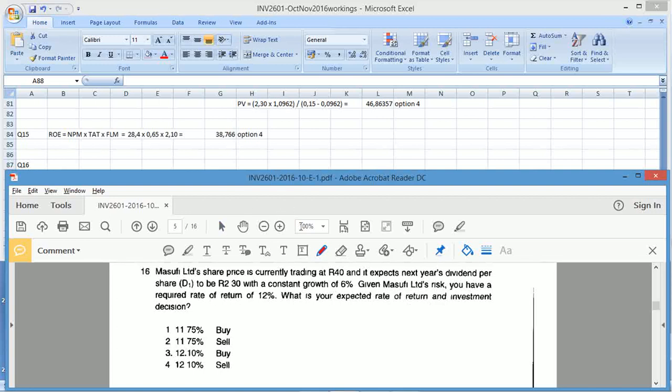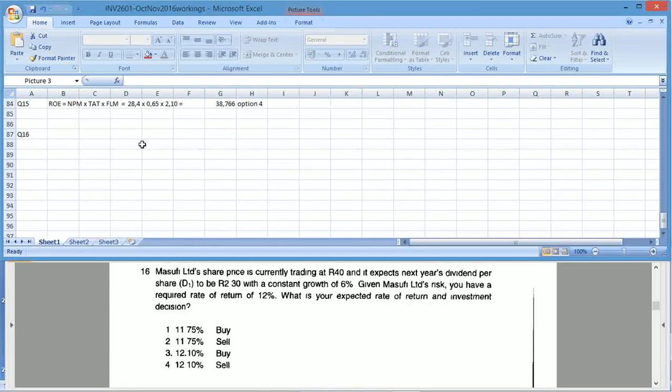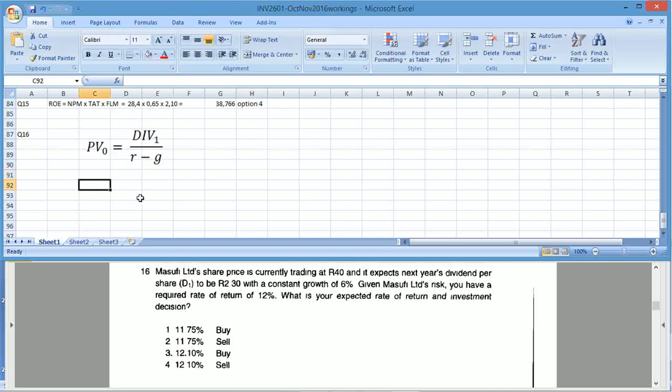Okay, so you're working backwards here. You're doing Gordon growth, but you're working out the rate. In terms of my variables, the PV currently trading at 40 Rand. So 40 Rand equals div 1, which is 2.30 Rand, divided by open brackets the rate, which is what I'm searching for, minus the growth of 0.06, close brackets.